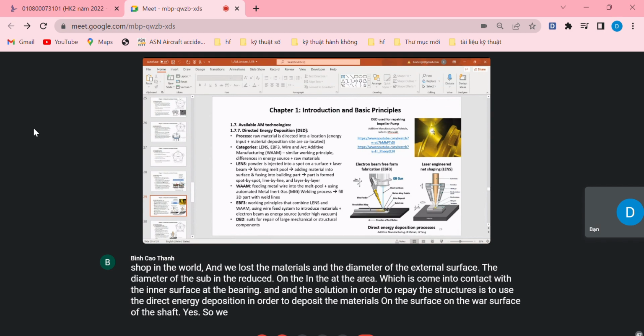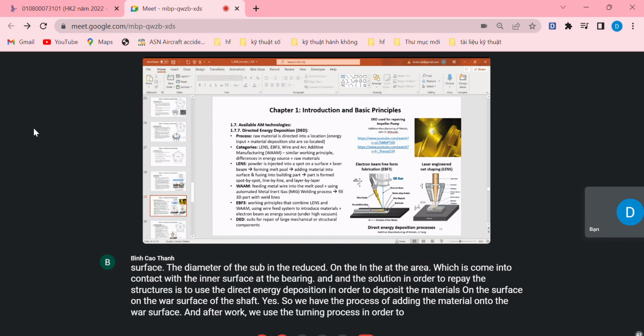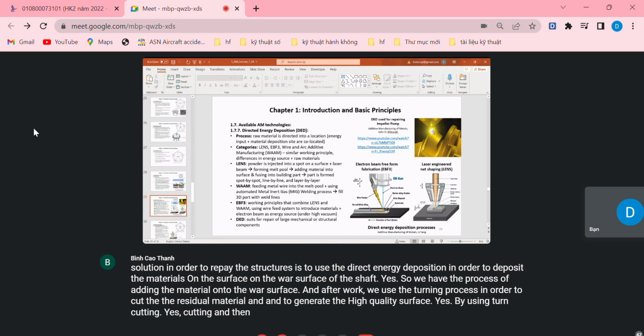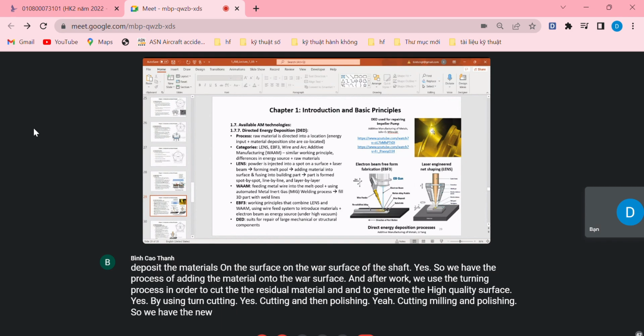So we have the process of adding material onto the worn surface, and afterward we use a turning process in order to cut the residual material and to generate a high quality surface. Yes, by using turn cutting, then cutting, milling, and polishing. So we have the new shaft, which can be repaired by direct energy deposition.